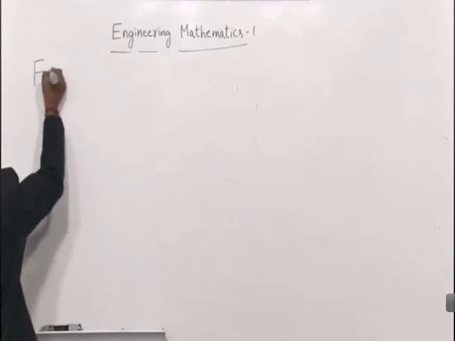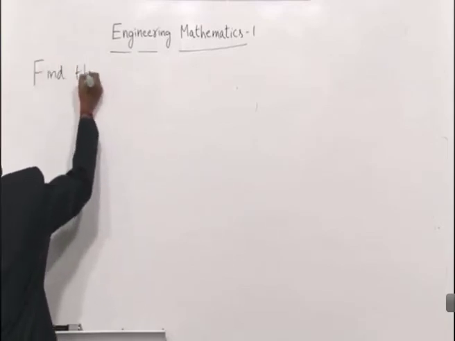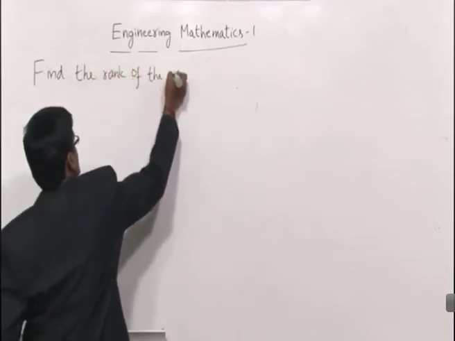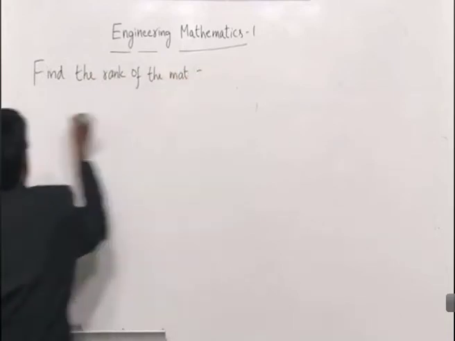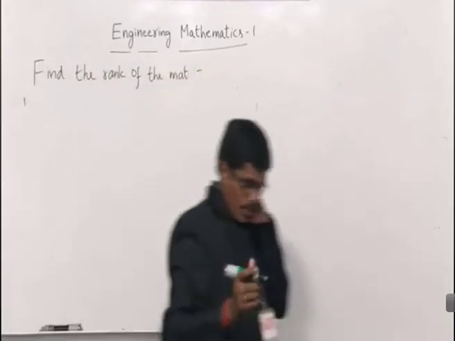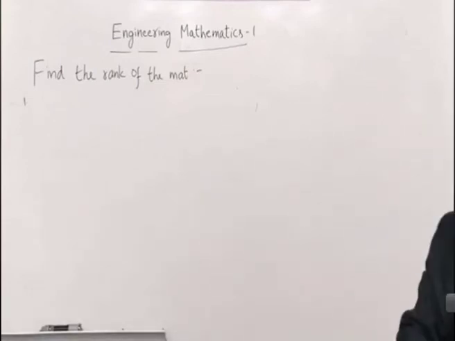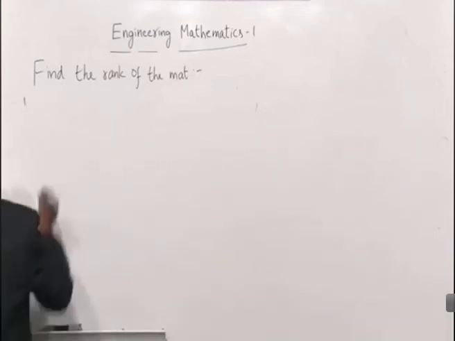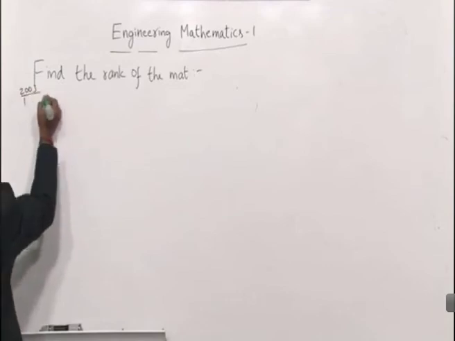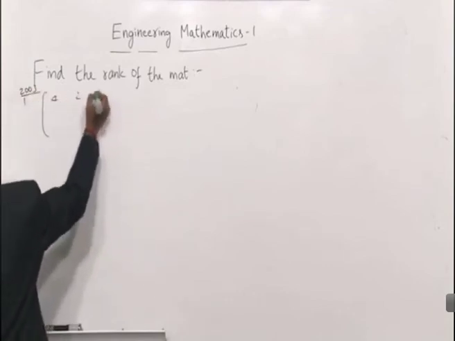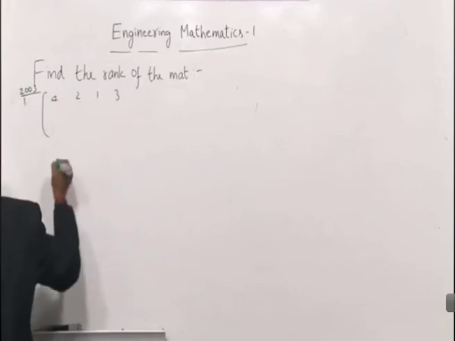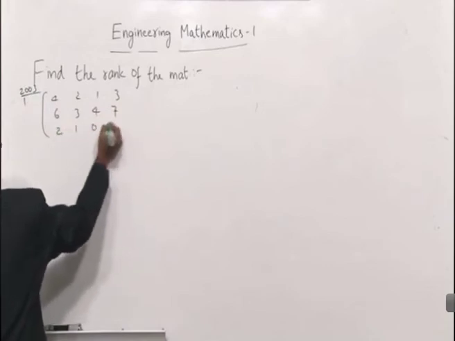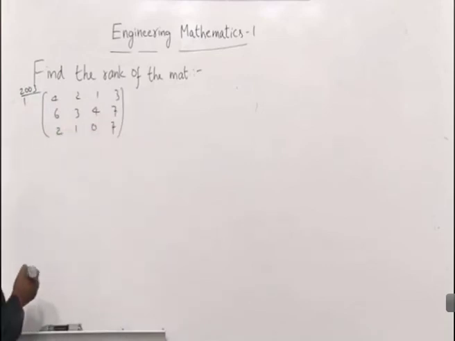Find the rank of the matrix. So whichever method you feel is better, apply that method. Okay, either the determinants method or row operations, column operations after reducing into row echelon form. This is given in GATE 2003, 2 marks. The matrix is 4, 2, 1, 3. 6, 3, 4, 7. 2, 1, 0, 7.